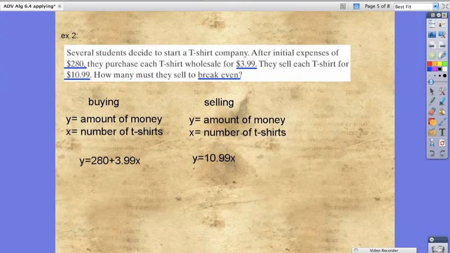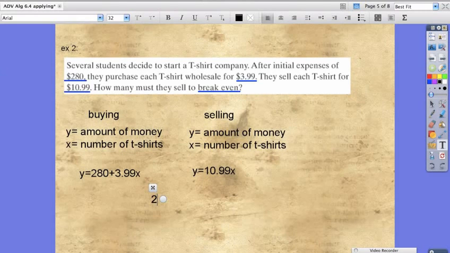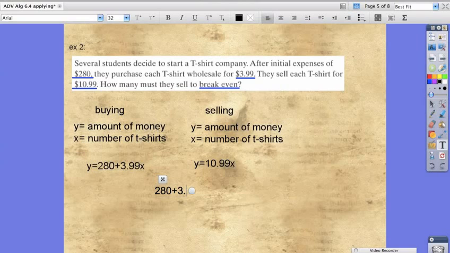In this instance, doing elimination doesn't seem like the easiest way. But because we have y equals on both equations, we can set them equal to one another. I'm going to rearrange this so you can see that 280 plus 3.99x equals y. But we also know that y is equal to 10.99x. Because they're both equal to y, I can just set them equal to one another. So now we have 280 plus 3.99x equals 10.99x.